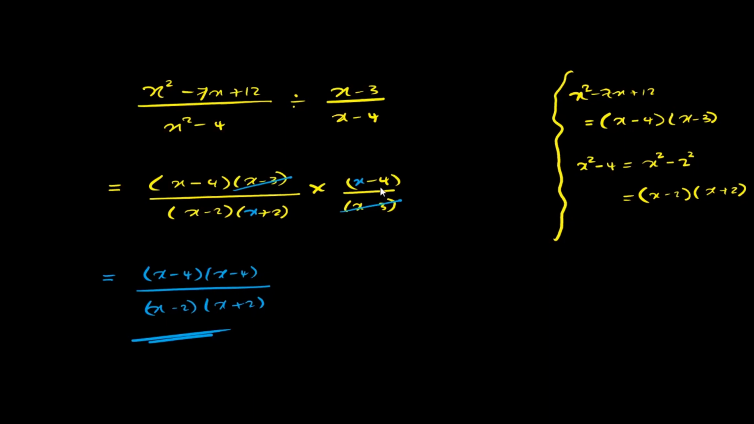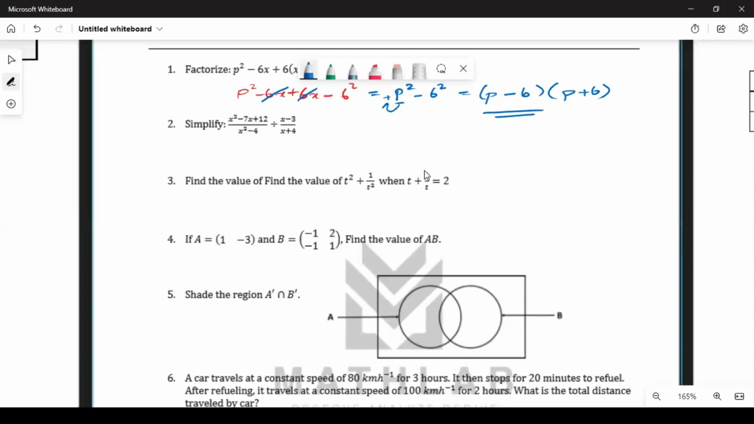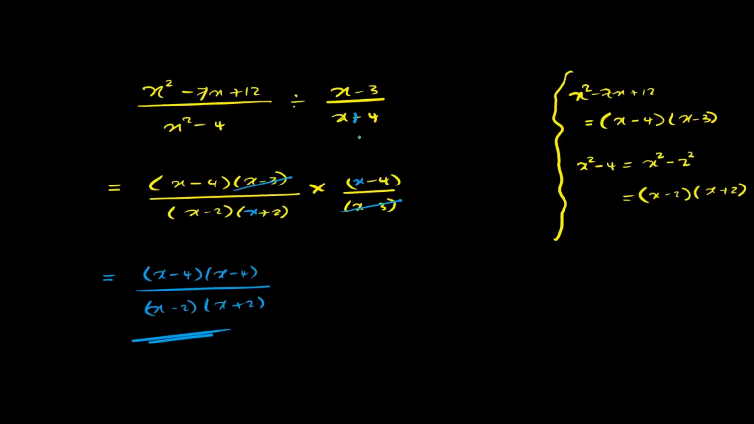This one is x plus 4. Sorry, I made a mistake. So this one is x plus 4. So here in the numerator, you will get x minus 4 into x plus 4. Right. Okay, thank you for showing me that. Now we'll move to the next question.